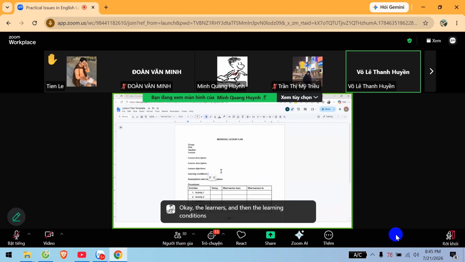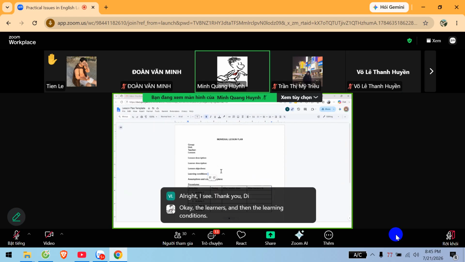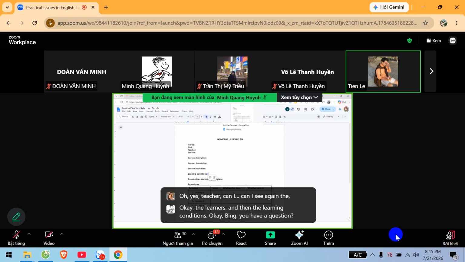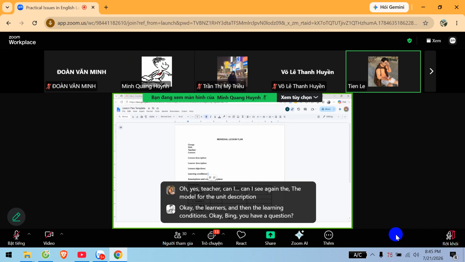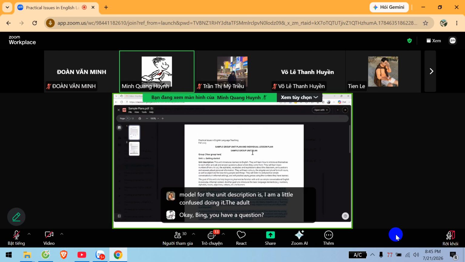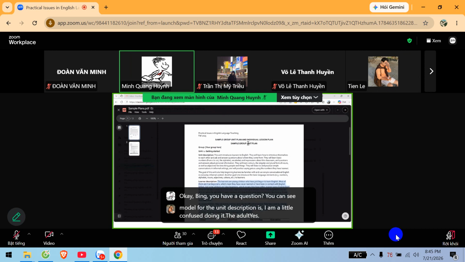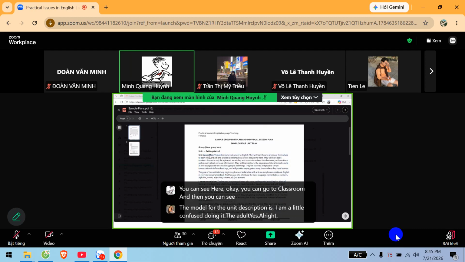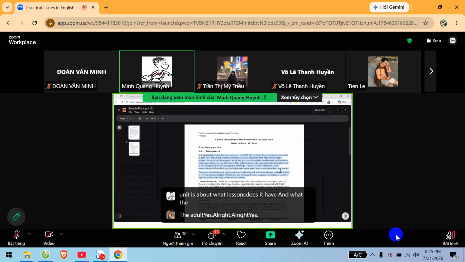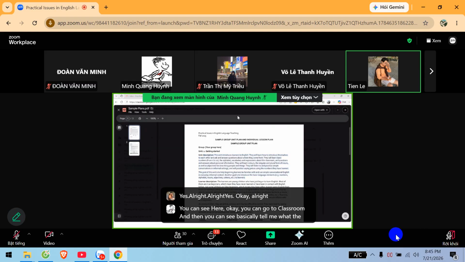All right, I see. Thank you, teacher. Okay, Tín, you have a question? Oh yes. Teacher, can I see again the model for the unit description, as I am a little confused doing it. Yes, you can see here. You can go to classroom, and then you should basically tell me what the unit is about, what lessons it has, and what the students will learn. All right, I understand. Thanks, teacher.